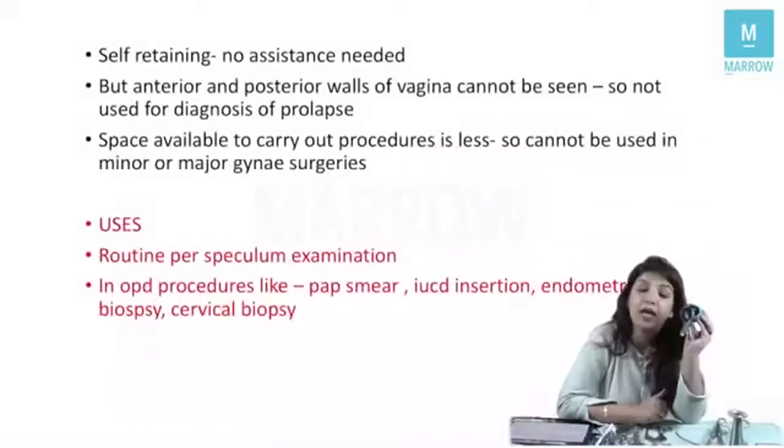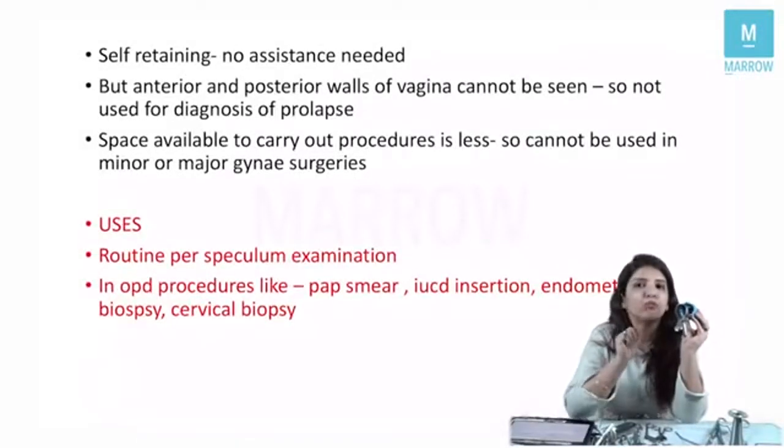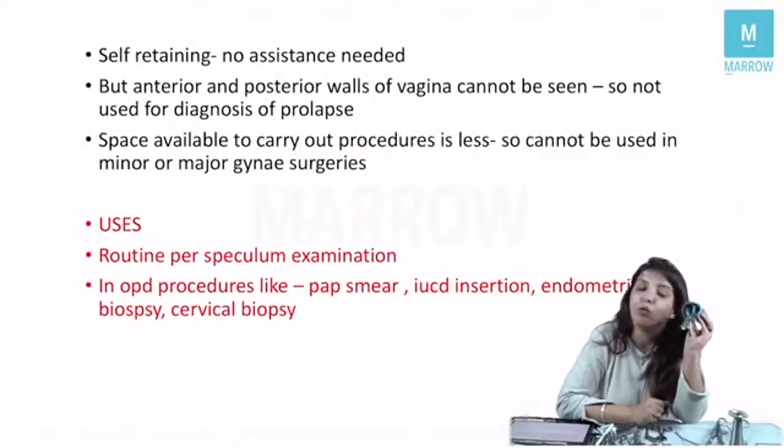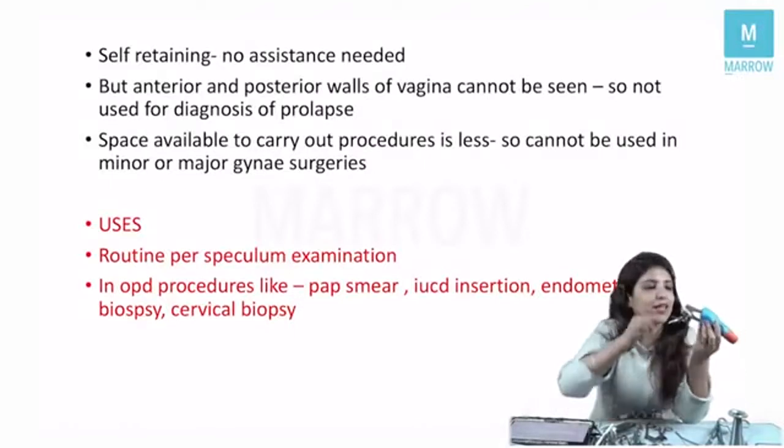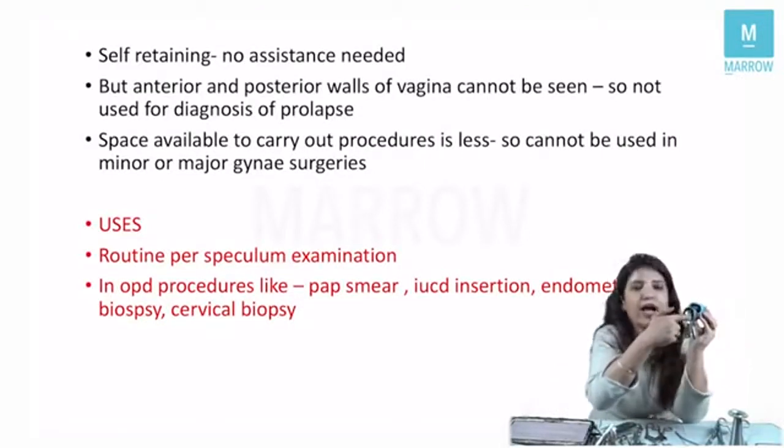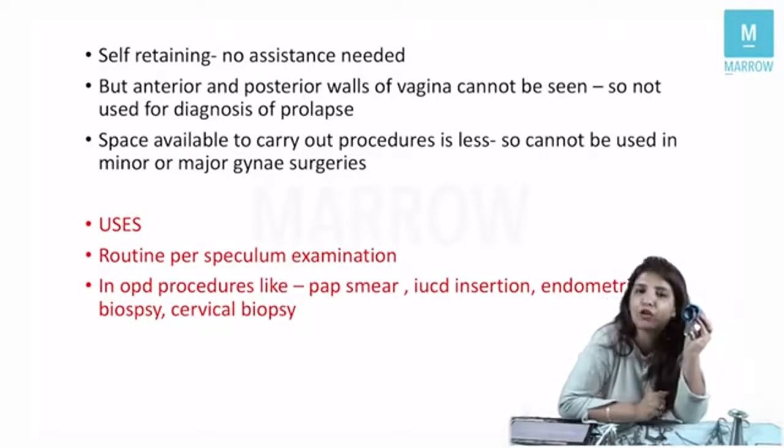So it can be used for examining the cervix in OPDs, and it can also be used for minor OPD procedures like if you want to insert an IUCD, remove an IUCD, do an endometrial biopsy, or a pap smear. But there are two problems with Cusco's also. One problem with Cusco's is that the anterior wall of the vagina and the posterior wall of the vagina cannot be seen.